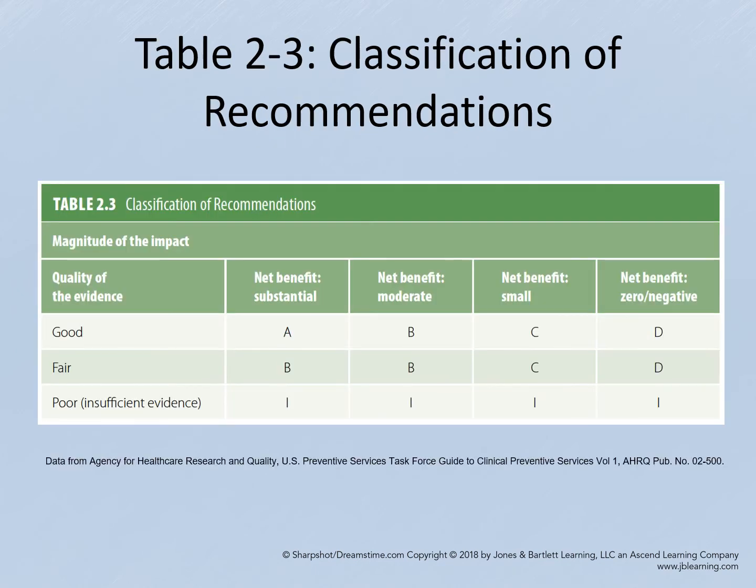The classification of recommendations: A is substantial, B is moderate benefit, C is small benefit, D is zero or negative, and I is insufficient evidence. So most of our community prevention efforts are in between a grade of A or B.